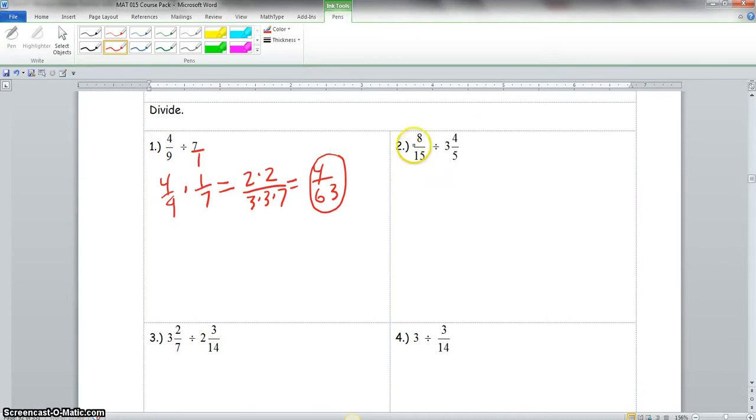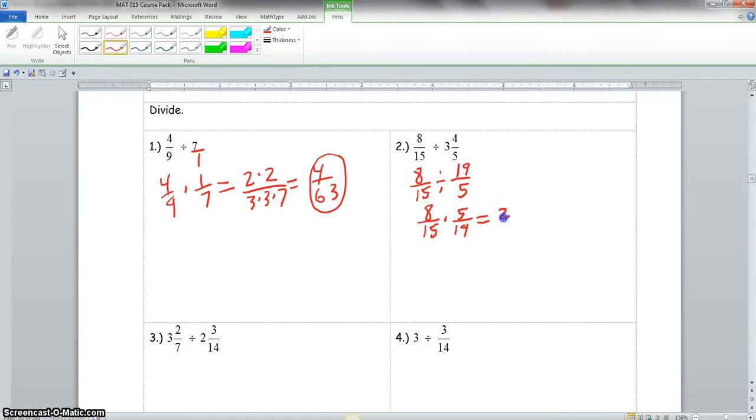Now we go here to number 2. Now we have to change this 3 4/5 into an improper fraction. So we'll leave this 8/15 divided by, our denominator would stay 5. 3 times 5 is 15, plus 4 is 19. So now we will have 8 over 15 times 5 over 19.